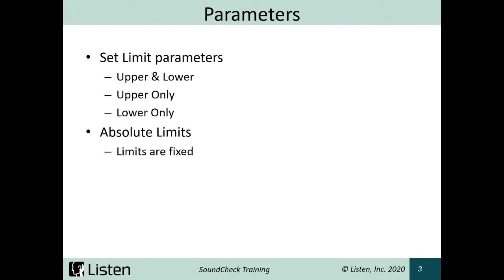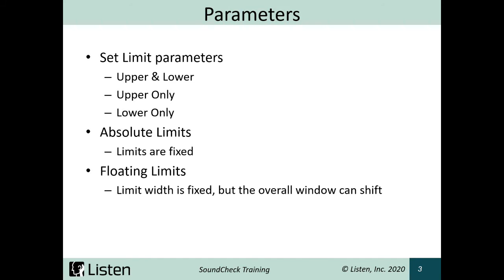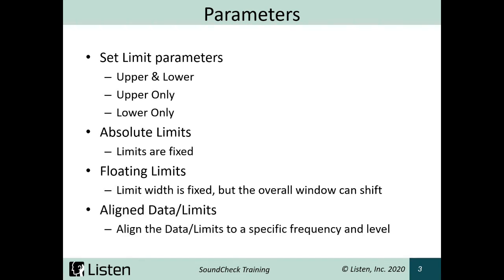You could also choose floating limits. The limit width is fixed, but the overall window can shift to best fit the curve. Align data or limits is a little bit different. These will align either the data or limits to a specific X and Y value.